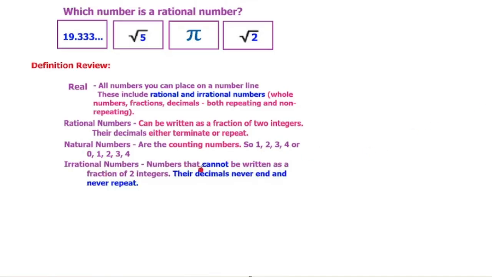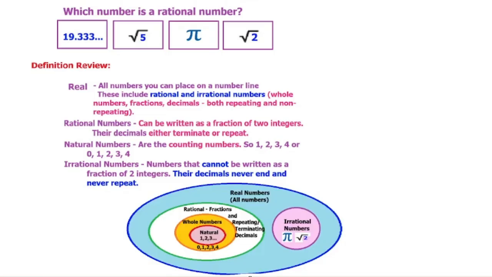Irrational numbers are numbers that cannot be written as a fraction of two integers. Their decimals never end and never repeat. So this is the chart and it summarizes everything. Real numbers include all numbers: rational, irrational, whole numbers, natural numbers. Here we have the rational numbers. These are fractions and repeating or terminating decimals. And then we have our whole numbers, which go from 0, 1, 2, 3, 4.